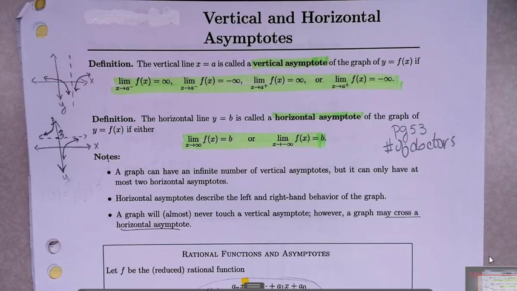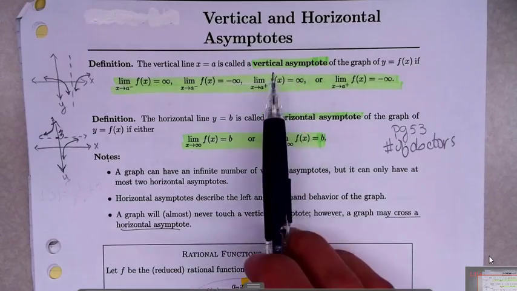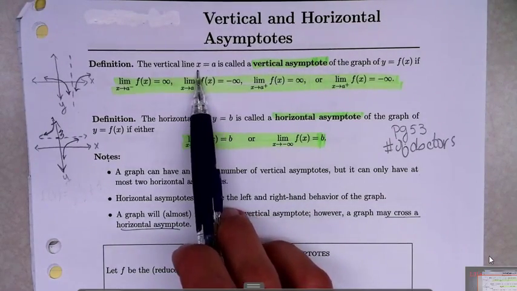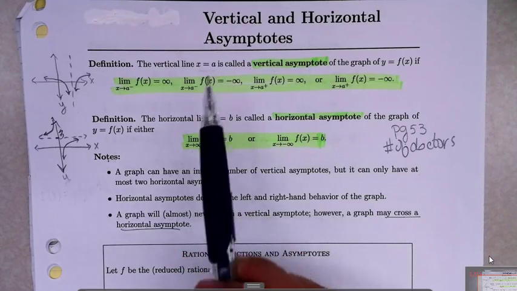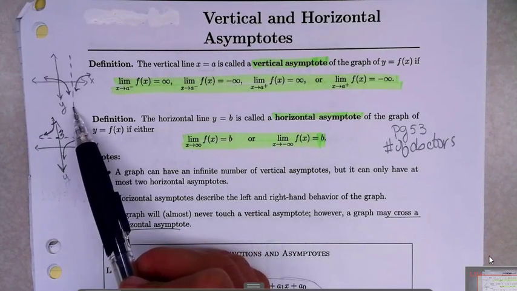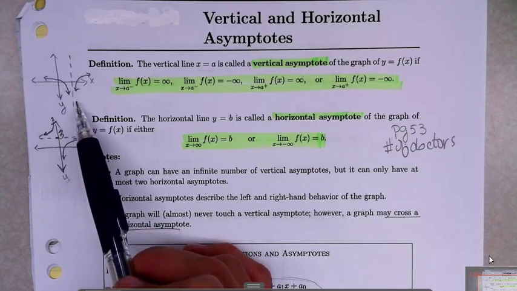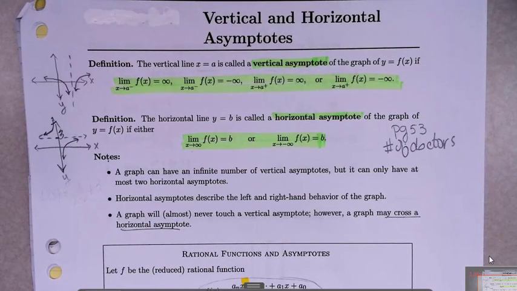So let's refresh our minds about vertical and horizontal asymptotes. A vertical asymptote is going to be some vertical line. We'll call that line x equals a. And it's going to be a line that basically the graph f of x is going to approach, but it's never actually going to touch.